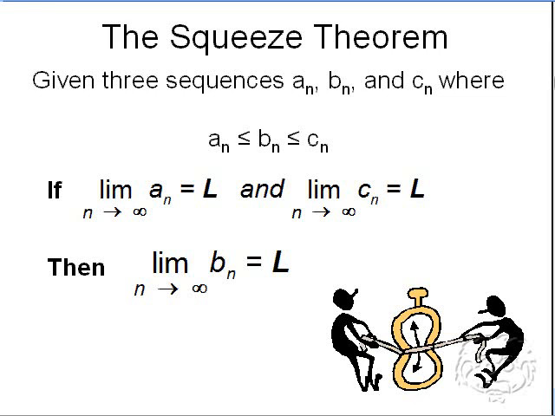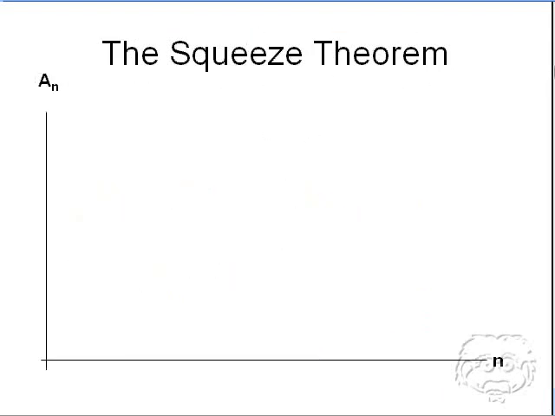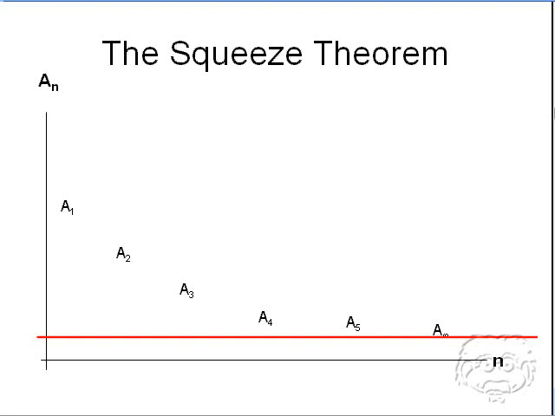Let's take a look at how that looks so that we can better understand this. So here we're going to graph a of n, b of n, c of n. We're going to start off with a of n. So we have a1, a2, a3, a4. Notice that our function's decreasing, and it's going to approach a limit at L, right here. So we could say that the limit of a of n equals L.